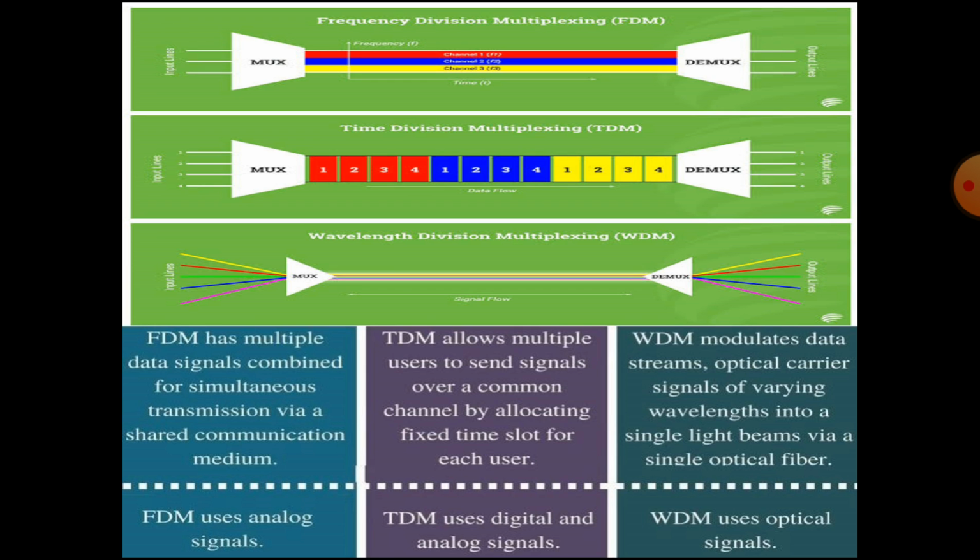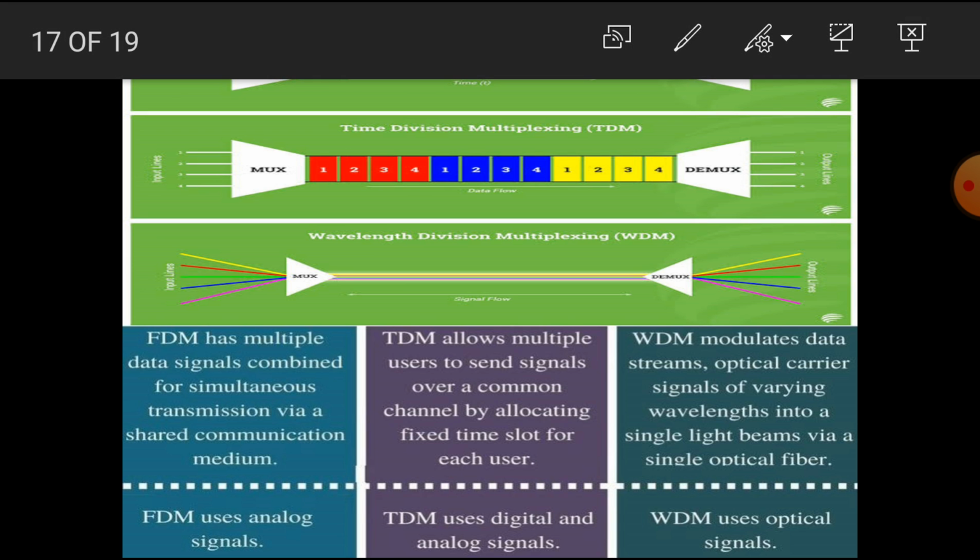Now, in this diagram, we can see that there are three multiplexing techniques. The first one is frequency division multiplexing, the second is time division multiplexing, and the third is wavelength division multiplexing. In frequency division multiplexing, we can see that there are three input signals, and these three input signals are transmitted towards the receiver or towards the demultiplexer in a communication channel. Okay. In time division multiplexing, there are four input signals.